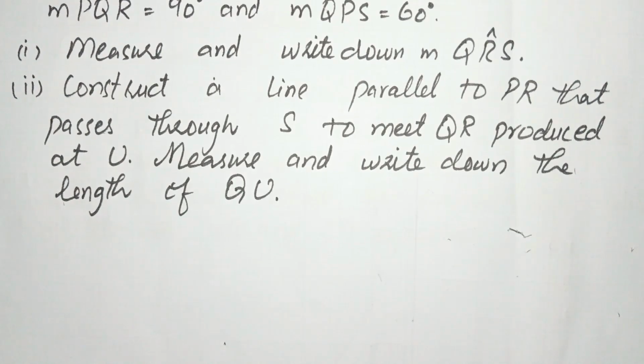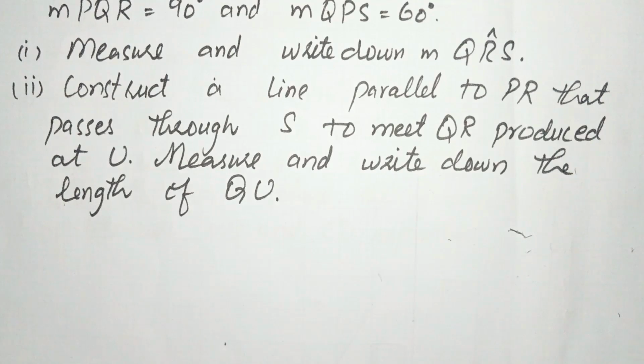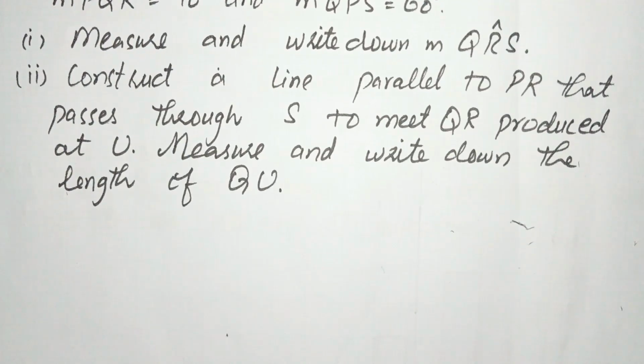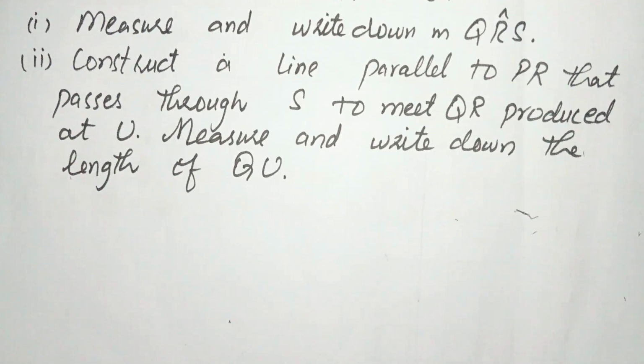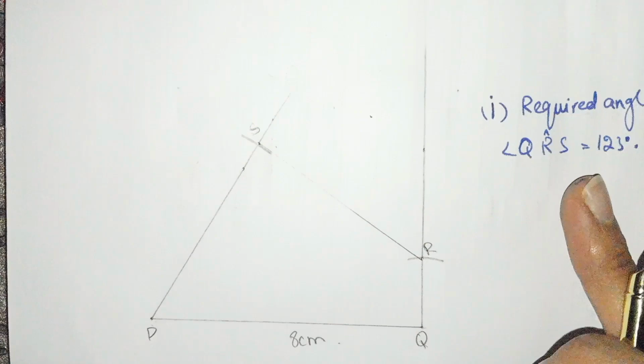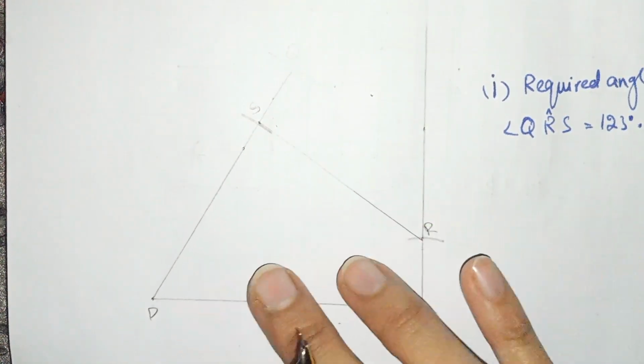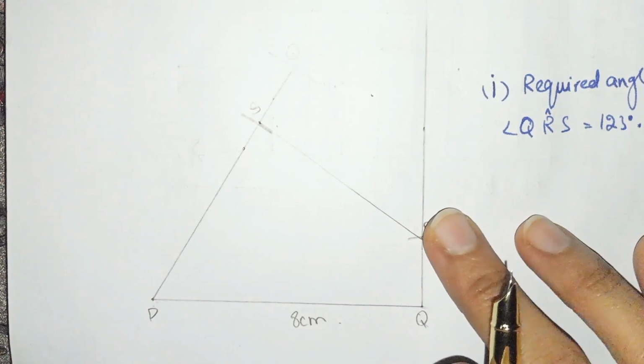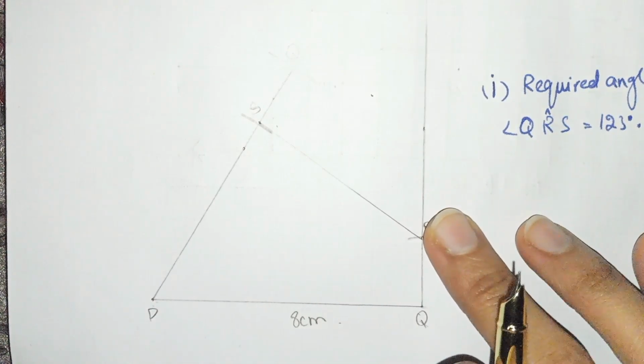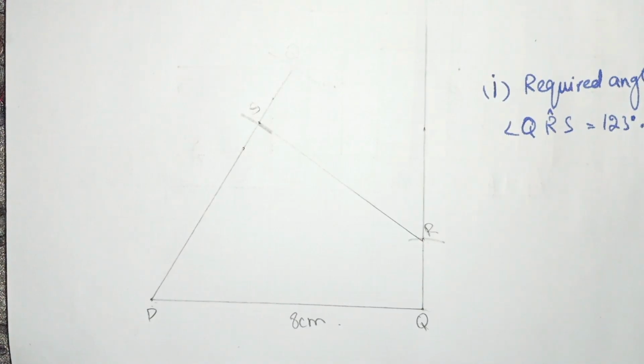Now students, part number 2: construct a line parallel to PR that passes through S to meet QR produced at U. Measure and write down the length of QU. Now we have to draw a line parallel to PR. This is the line PR, and I am drawing the line parallel to PR which passes through that point.